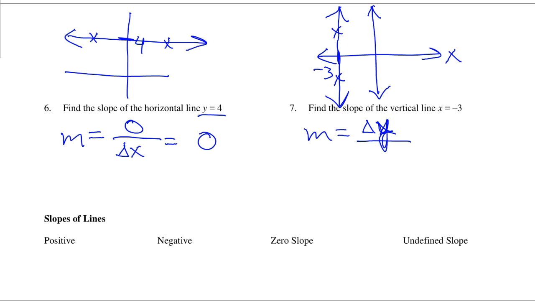But what about the change in the x's? Well, we're not moving left or right, so there is no change there. That means the bottom will be 0. And when we divide by 0, we say that it is undefined. So that shows us then that all vertical lines are undefined in their slope.